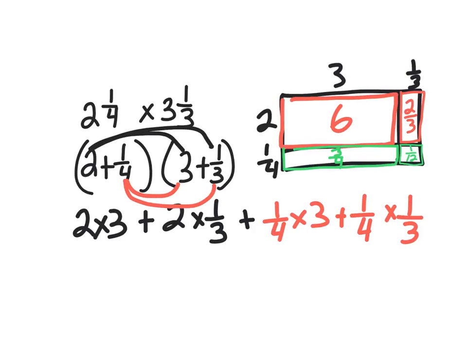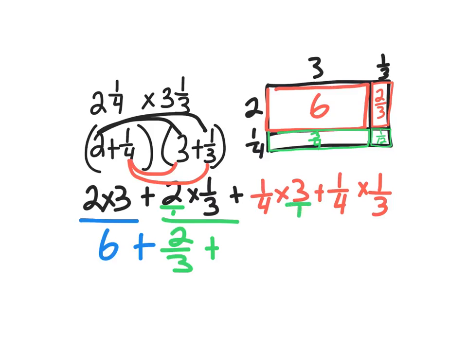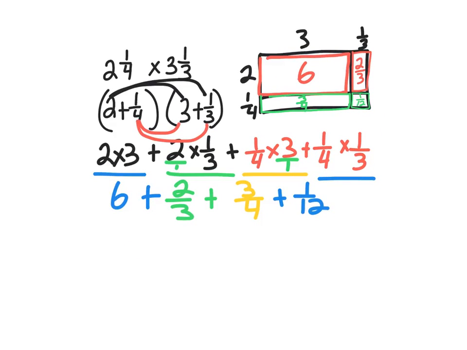Yes, this is a lot of work, but this will actually build your knowledge when you get to algebra. So my 2 times 3 is 6, plus my 2 times 1/3, if it helps you put a 1 under it, it becomes 2/3, plus my 1/4 times 3, which becomes 3/4, plus my 1/4 times 1/3, which is 1/12. Okay? Now, yes, this is a lot of steps. There's another way that might be better to do this, but we're going to keep going on this.